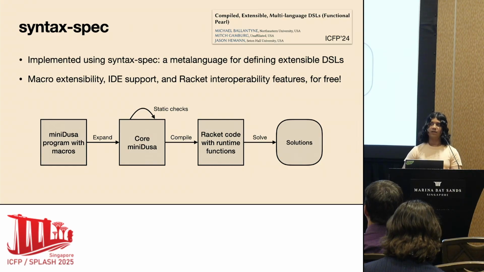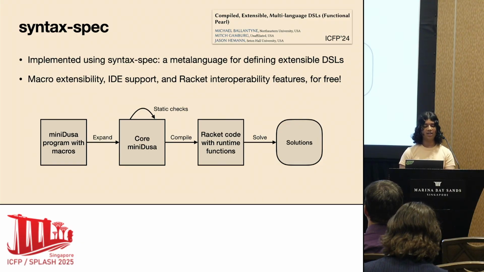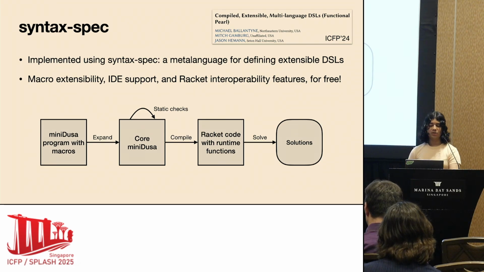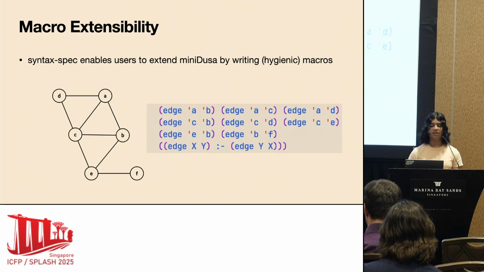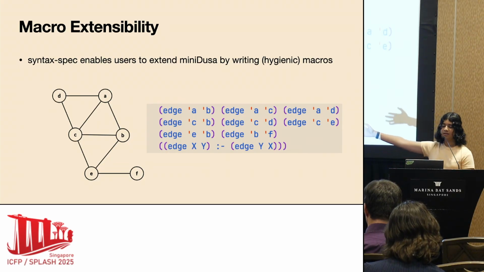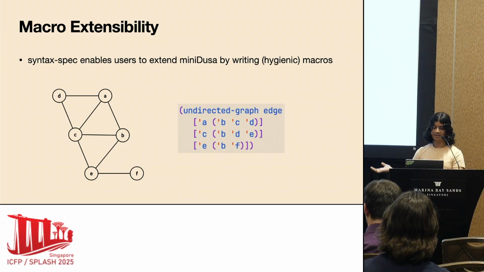And the way that we use syntax-spec is that we specify our grammar, and that expands our source syntax into a core where we can do static checks on it, and then call our runtime functions that give users our solutions. So as we talked about, we have macro extensibility, which you can use to take a graph that might be complicated to describe and express it using a more familiar syntax for people, like an adjacency list.